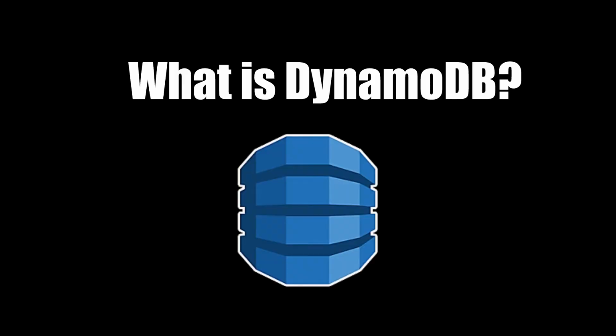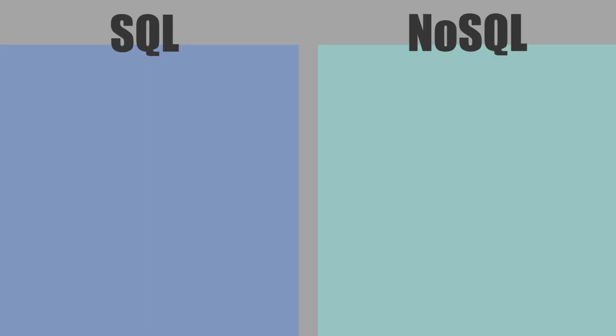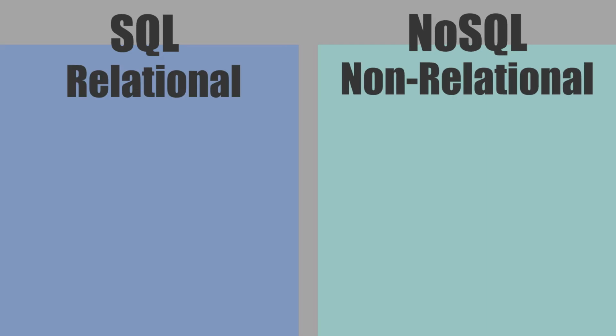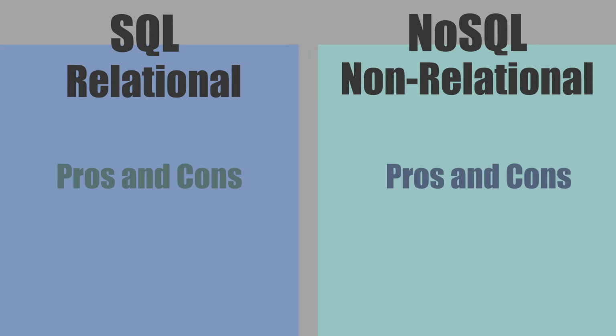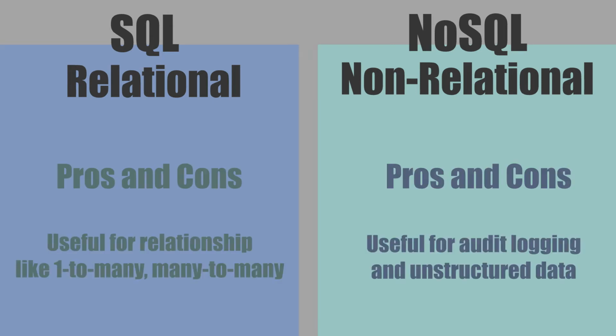But before that, let's see what DynamoDB is and what makes it tempting to use. Databases, as everyone knows, are majorly of two types. One is SQL database, another is NoSQL database, also called relational database and non-relational database. DynamoDB is a type of non-relational database. Both relational and non-relational databases have their own pros and cons, which allow them to be useful in one application and worthless in another application.